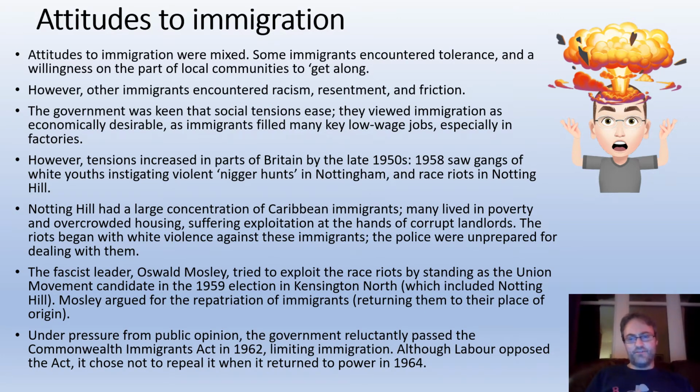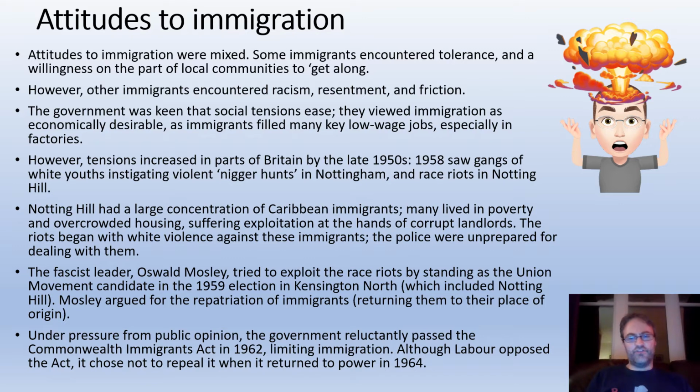But in the late 50s we have great racial tension in Notting Hill in West London. A lot of the immigrants there from Jamaica and Barbados and Trinidad, although they have been keen to come to Britain, end up in great poverty. A lot of them suffer from very poorly run rented housing.